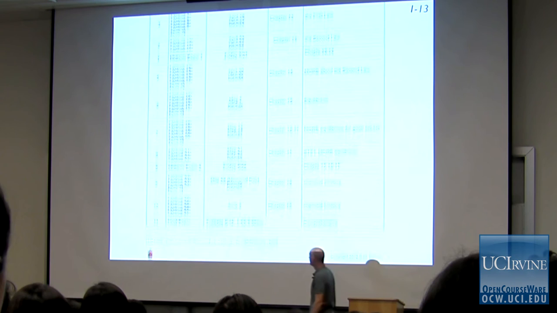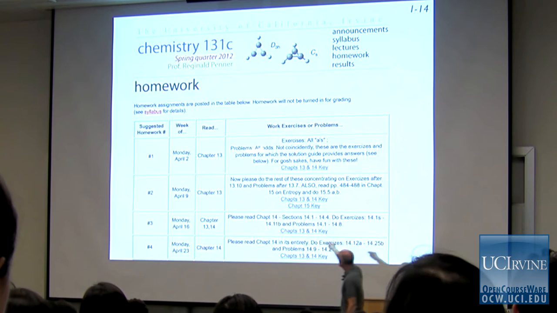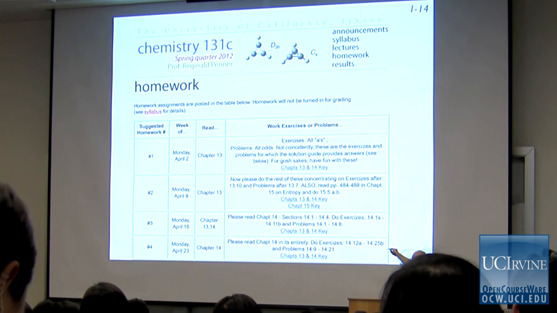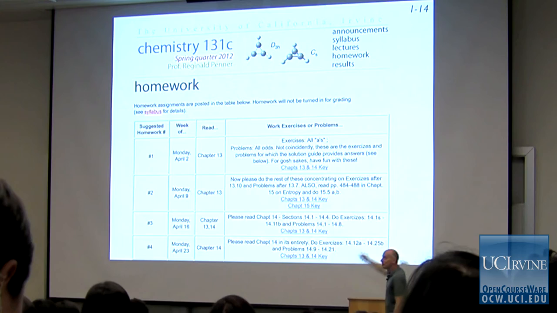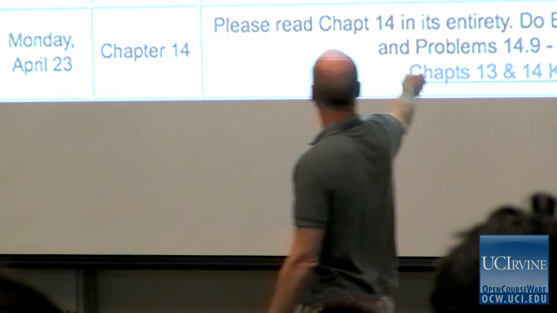Here's the homework page. Homework one is to do all the odd problems in chapter 13. Here's the key. Right? Every problem's worked out. Click on this and you download a PDF of the key to your computer. Okay? Likewise for the other chapters. Here's all the homework we're going to do this quarter. It's a thing of beauty.